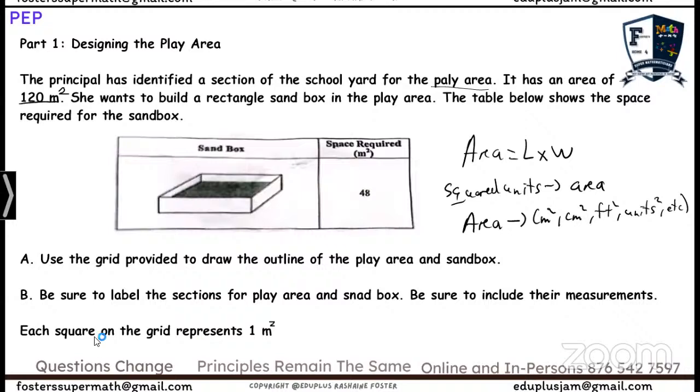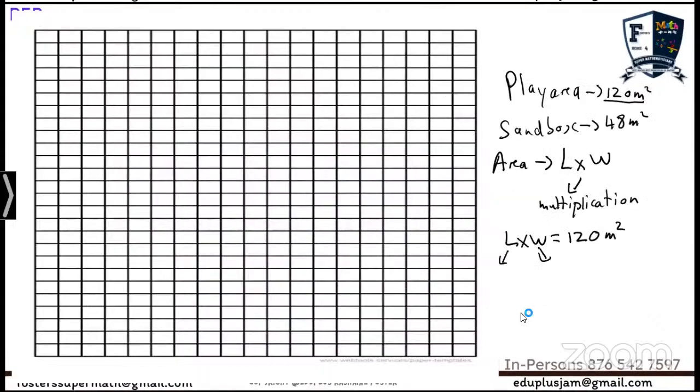All right. What does it also say here? It says each square on the grid represents 1 square meter. So if you get a question like this, you need to keep it in mind. If each square has an area of 1 square unit, that means when I multiply the length and the width, I would get 1. Who can figure out what number the length or the width would have to be in order for my area to end up being 1?